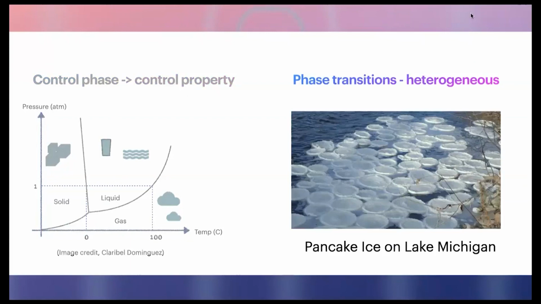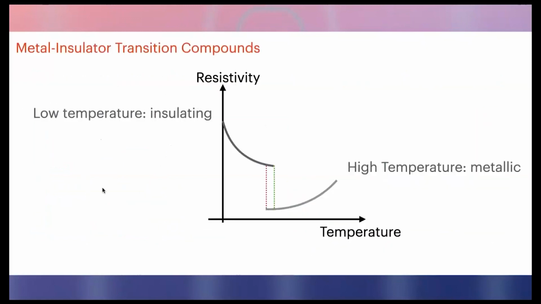Another interesting part about phase transitions is that they're often heterogeneous. So this is pancake ice on Lake Michigan. And it's not just heterogeneous, it often has particular patterns, which can also be interesting and hopefully useful for technology. So how do these metal insulator transition materials behave? Well, at low temperature, they're often insulating. You raise their temperature, and at a particular TMIT, they have a transition and become metallic.